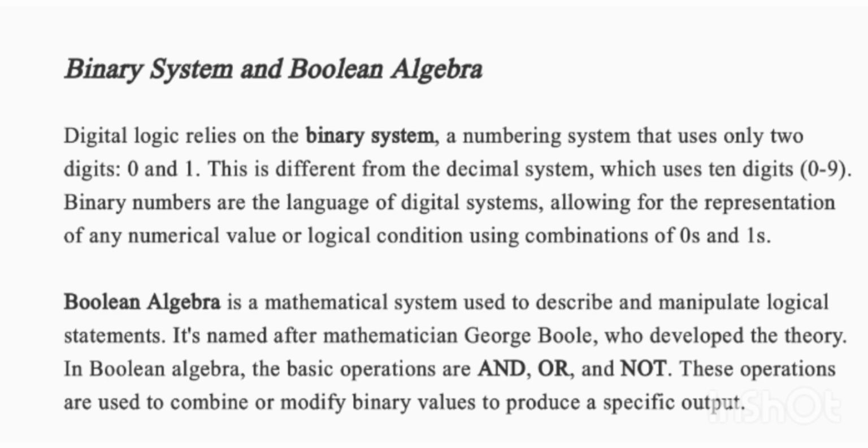Boolean algebra is a mathematical system used to describe and manipulate logical statements. It's named after mathematician George Boole, who developed the theory. In Boolean algebra, the basic operations are AND, OR, and NOT. These operations are used to combine or modify binary values to produce a specific output.